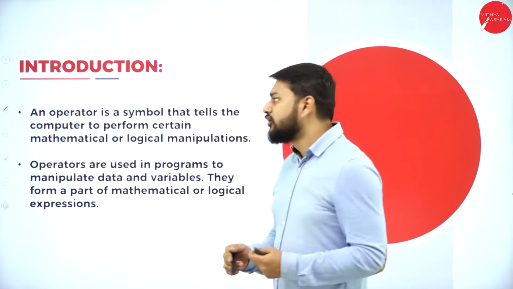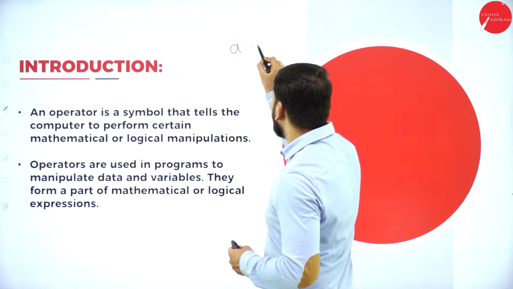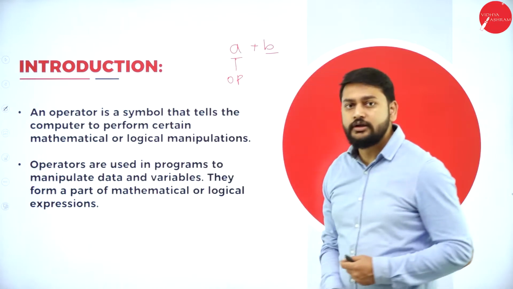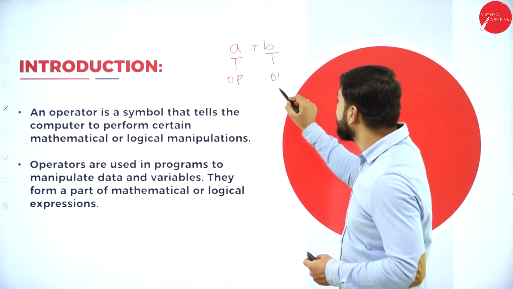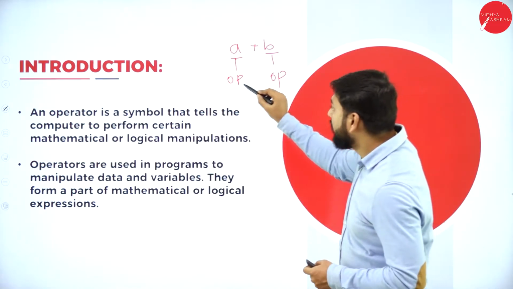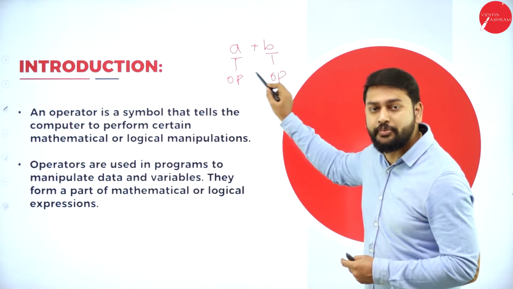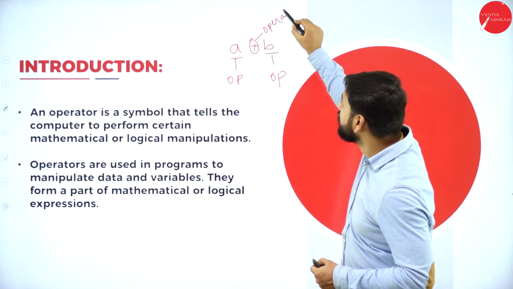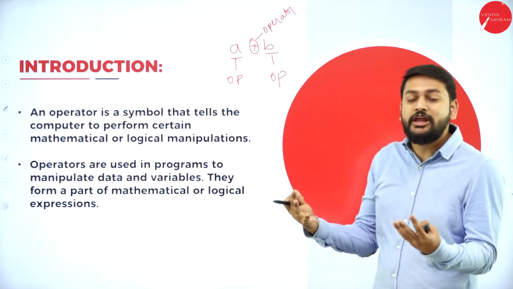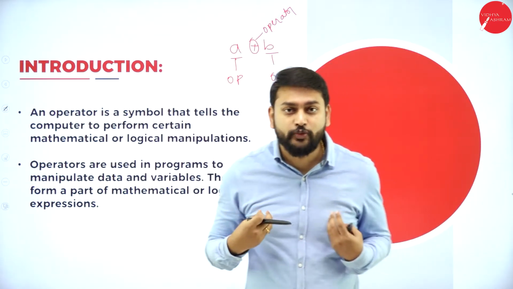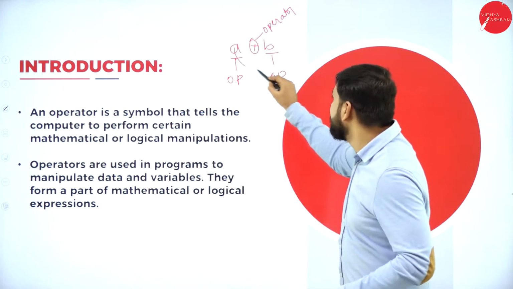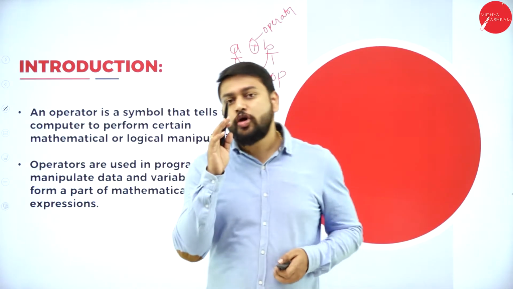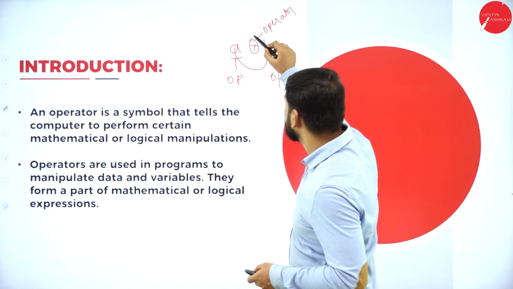What exactly are you trying to say? Say for example, I have A plus B. This A, I will call an operand, and B I will also call an operand. But if I want to initiate the action between two operands, I need an operator. What is this? This is the operator. This operator will tell me what type of operation I should perform between these two operands. That is the importance of the operator, and that is what you have to remember.